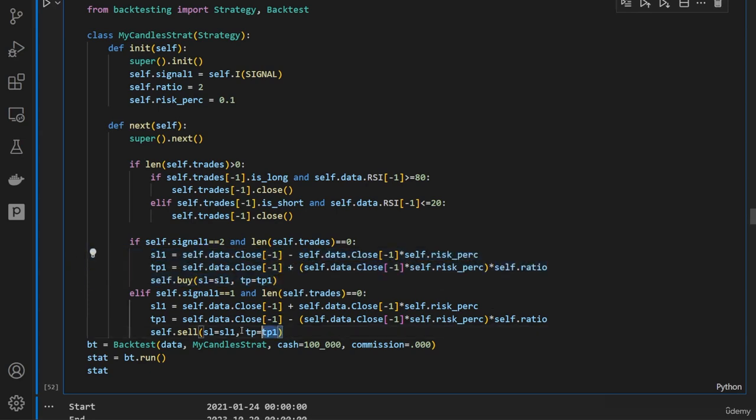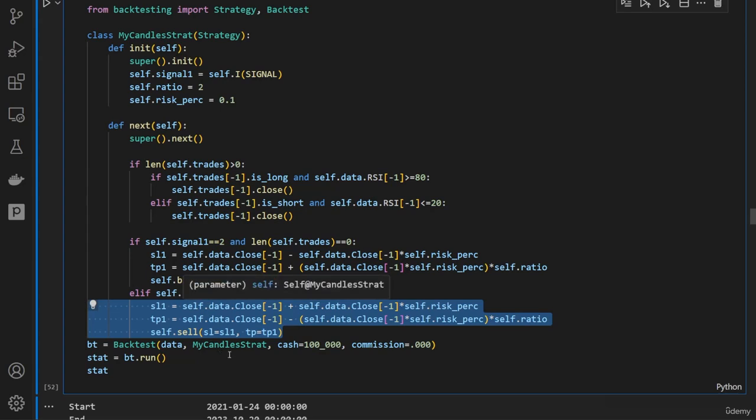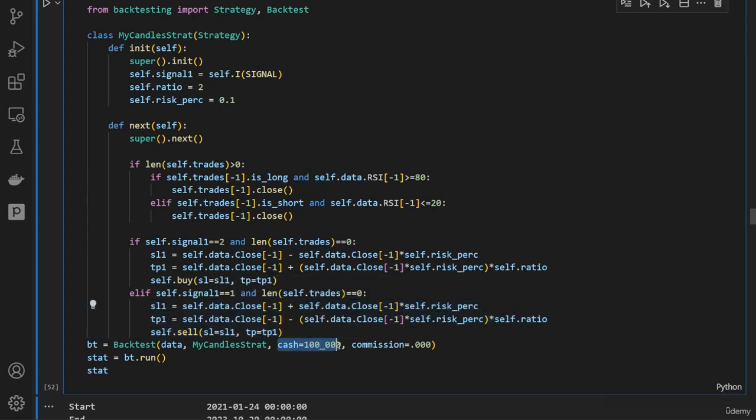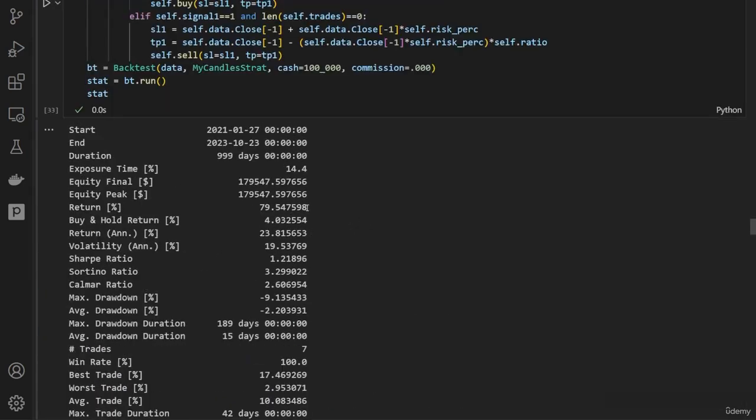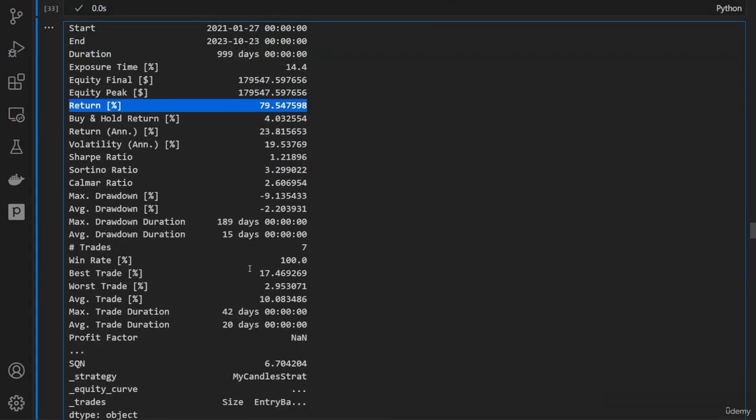This is a long position. This is a short position. I'm testing this again with 100K of cash. We're running this and we obtain 79% in return. So this is better. We have a win rate of 100%. So all the open trades, we opened 7 trades and all of them were winning trades. The best trade is 17%. The worst trade is around 2.9%, so it's around 3%.